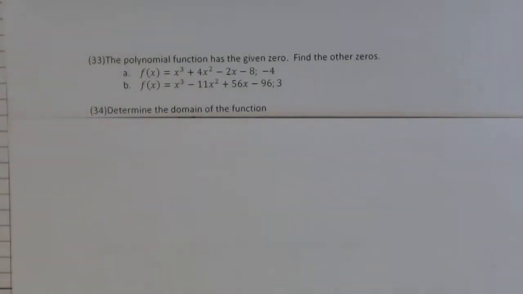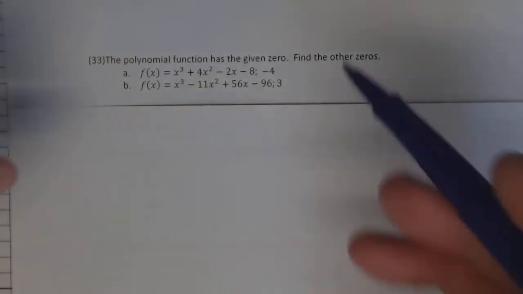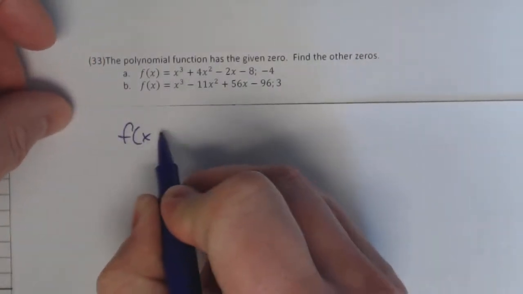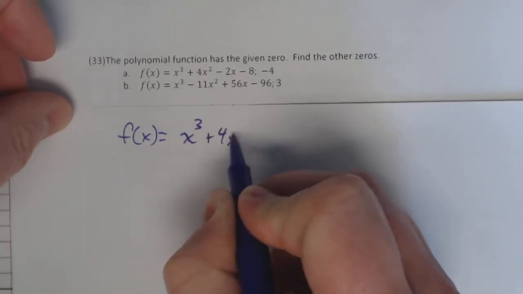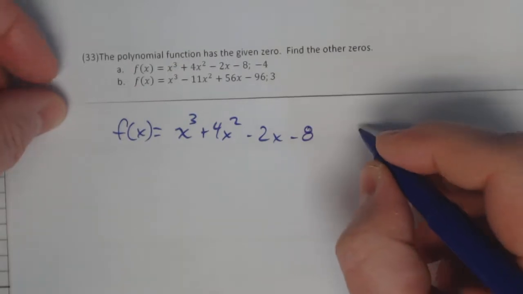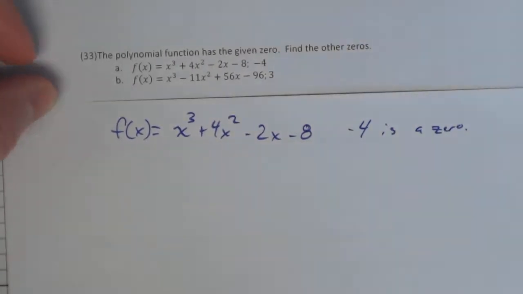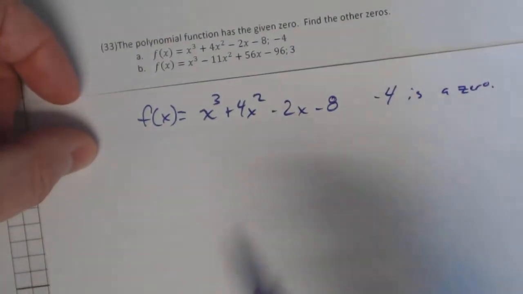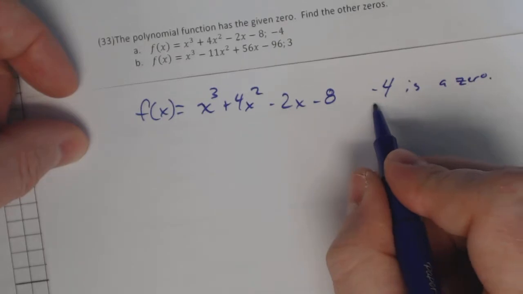Okay, number 33, we're given the polynomial function, and we're given a 0. We want to find the other 0. So here we've got f of x equals x cubed plus 4x squared minus 2x minus 8. It says that negative 4 is a 0. We need to find the other zeros. Well, there's a couple ways to do this, and I'm going to use this 0.